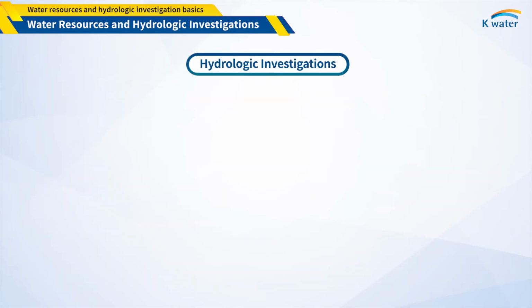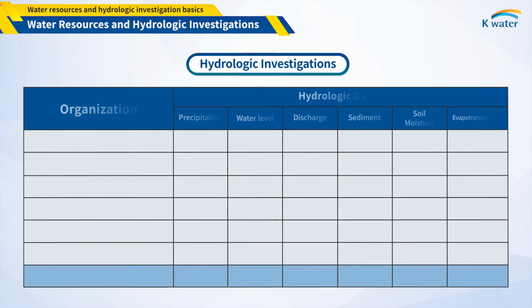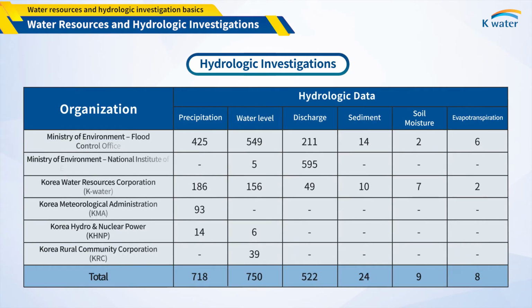The hydrologic investigations of 2017 in Korea were managed as shown in the table. The entire hydrologic data includes nationwide precipitation, water level, discharge, sediment, soil moisture content, and evapotranspiration, which are obtained by the government and various specialized organizations.